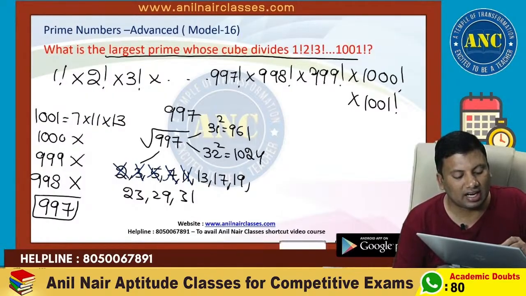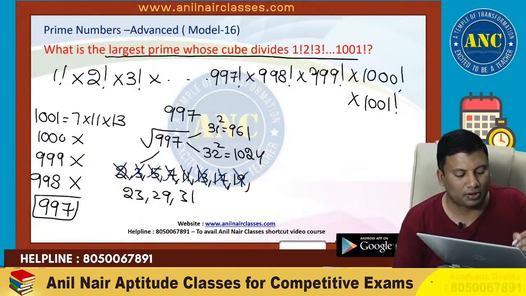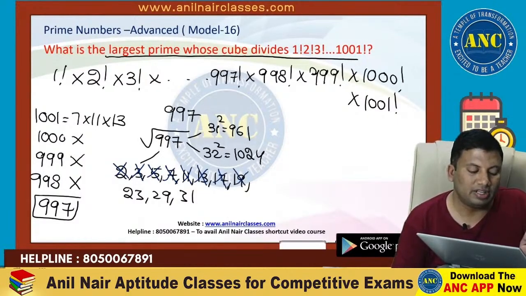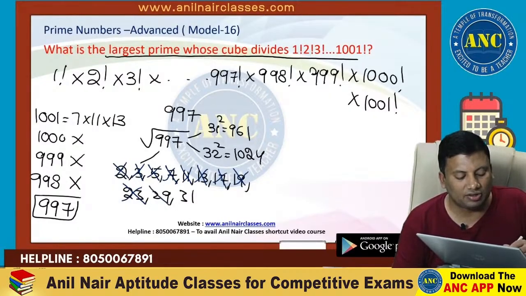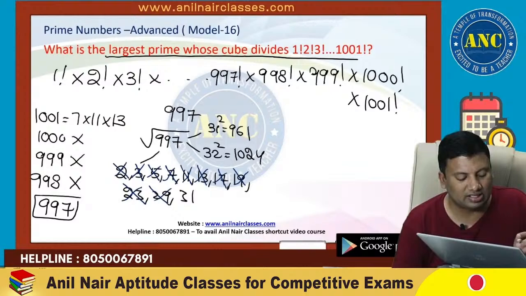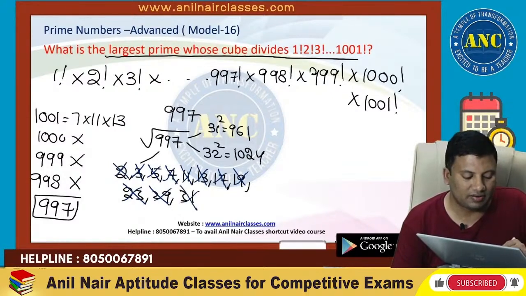13 7s are 91, 6 not possible. 17 5s are 85, not possible. 19 5s are 95, not possible. 23 4s are 92, 5 not possible. 29 3s are 87, 10 not possible. 31 3s are 93, 4 not possible.